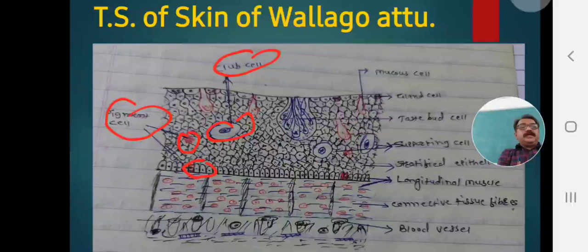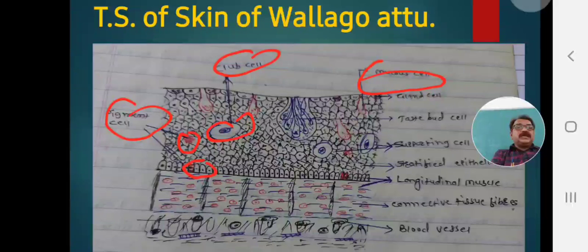Then this is the mucus cell. Mucus cells secrete mucin, a glycoprotein, and when this mucin combines with water, it forms a white, gelatinous, lustrous liquid substance called mucus. This mucus protects the fish from different pathogens, injuries, as well as enemies. That's why the mucus cell is important.